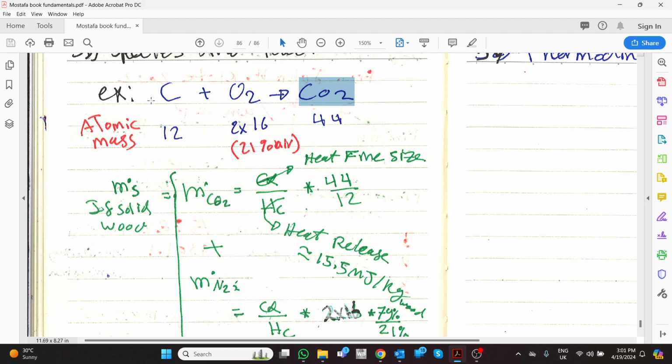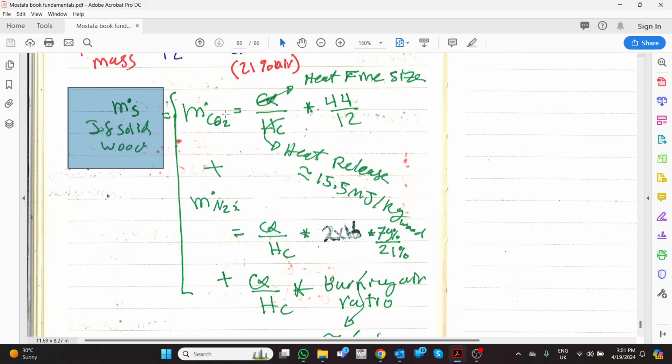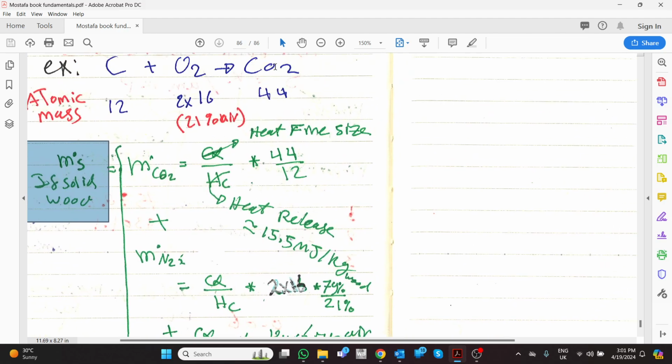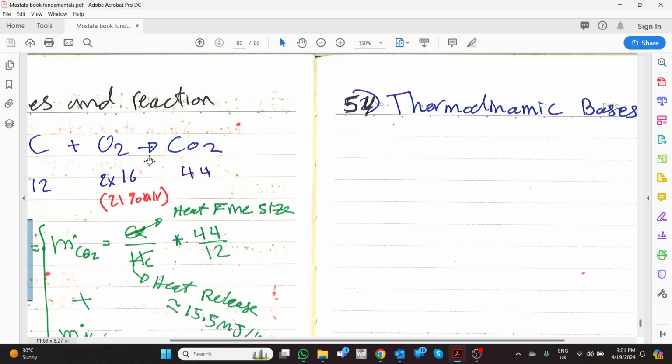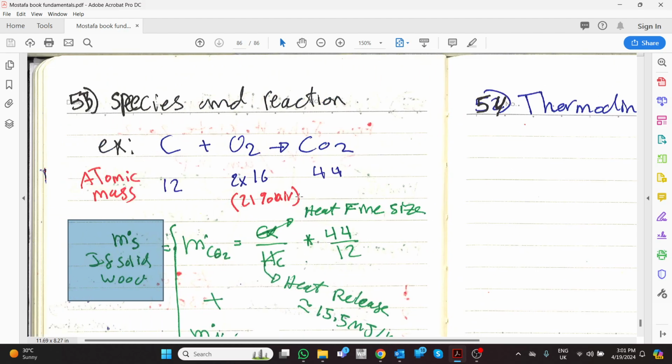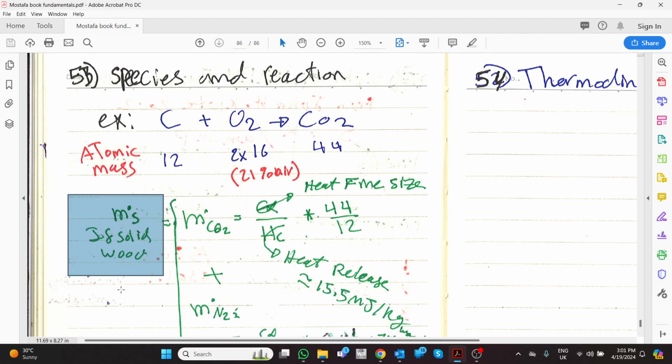So assume that you have a mass flow rate of smoke generated from the fire. Okay, it is equal to the mass flow rate of CO2, which is the outcome, plus the nitrogen, which is coming, plus the air. Okay, this is the total.